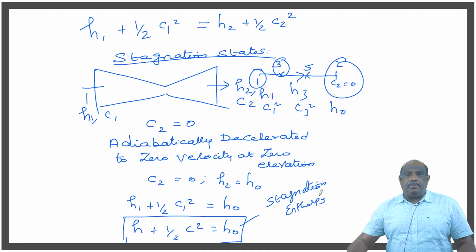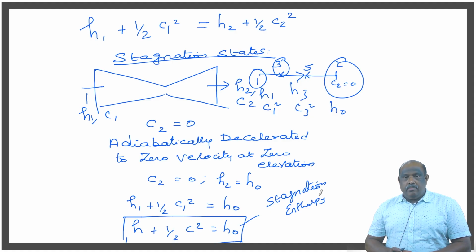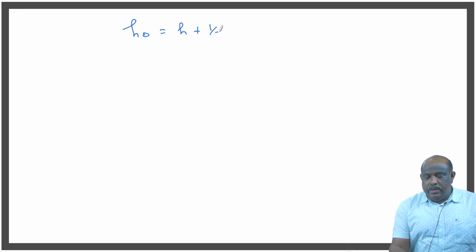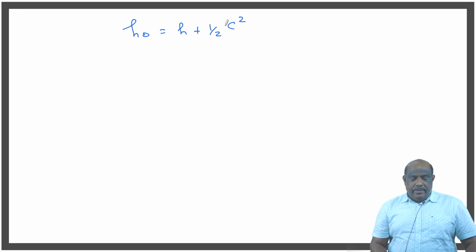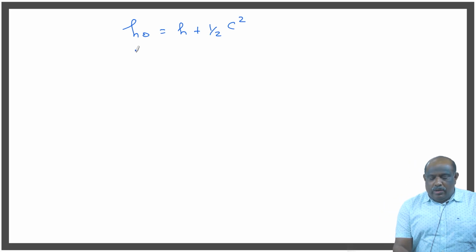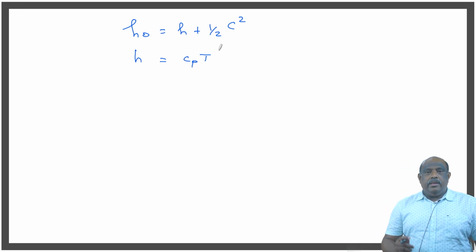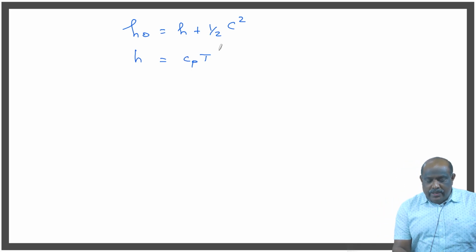Let us move on to the next page. So we got now H naught equal to h plus half C squared. We also know that h is given by the formula CpT. Then many students have a doubt: what is capital H? Capital H equals m Cp T.